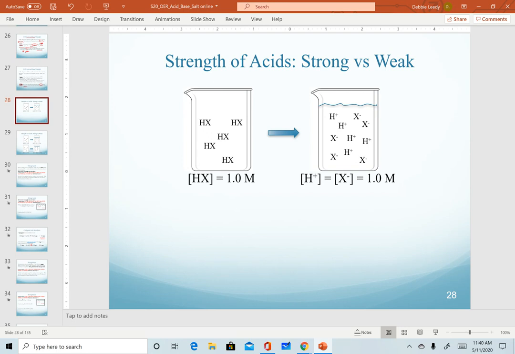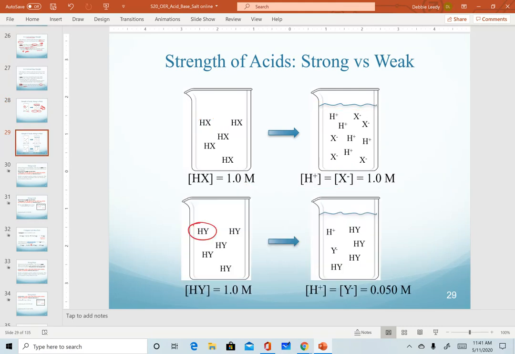As a visual example for you, if I have an acid HX at 1 molar concentration, when this dissociates in water, notice that we've just now put it in water, dissociation means that it will break apart into ions. And so we have complete ions in here that are the same concentration as the original acid. So this is a strong acid, 100% dissociation.